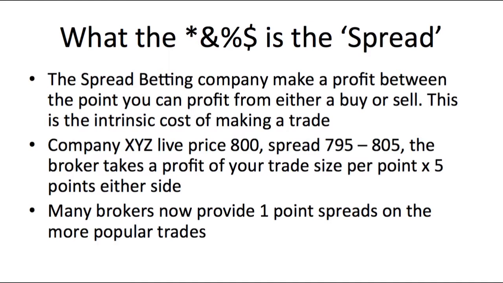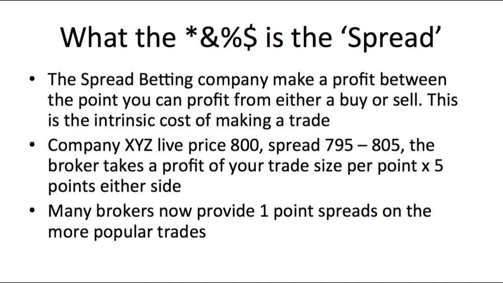So what is the spread? Well, the spread betting company have to make money. You know, they're not doing it for pleasure. And they make money from the difference between the points at which you can profit from either a buy or sell. And this is the intrinsic cost of making a trade. So in our example, we've got company XYZ, our fictitious company, and the live market price is 800. The spread betting company gave us a quote of 795 to 805, and the broker takes a profit of your trade size per point times 5 points either side in this example.